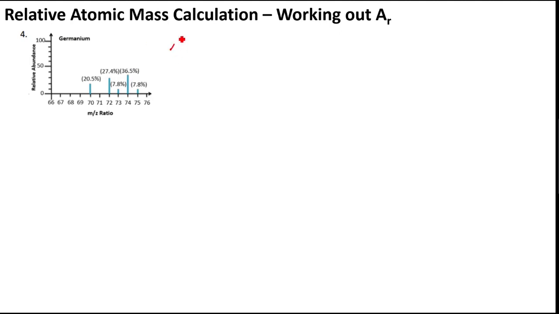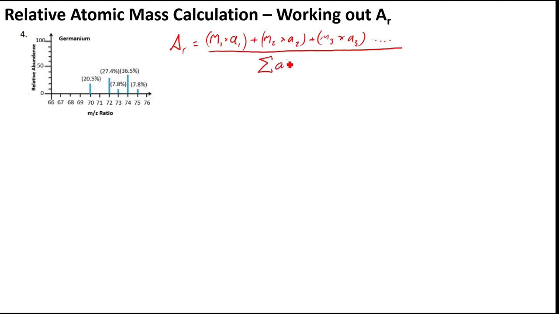So we know that our equation is AR equals mass 1 times abundance 1 plus mass 2 times abundance 2 plus mass 3 times abundance 3, and so on, depending how many masses or abundances you've got, divided by the sum of all the abundances. So that's going to be the only equation we're going to use, and we're just going to have to use it in a few different ways.